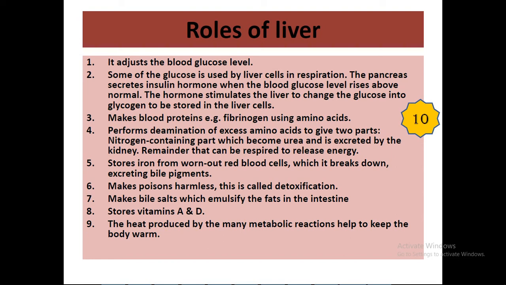Okay. Now, fourth point, performs deamination of excess amino acids to give two parts: a nitrogen containing part which becomes urea and is excreted by the kidney. Remember, the other part can be respired to release energy. Stores iron from worn out red blood cells, which it breaks down, excreting bile pigments. Makes poisonous substances harmless. This is called detoxification.